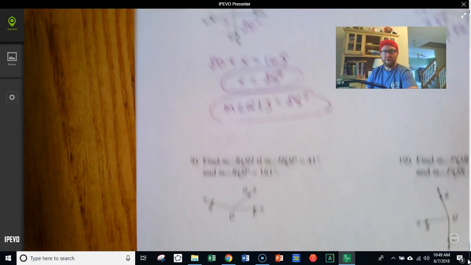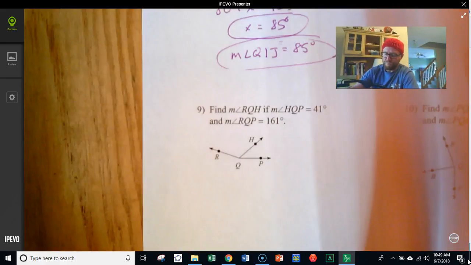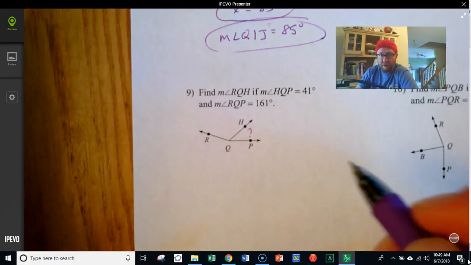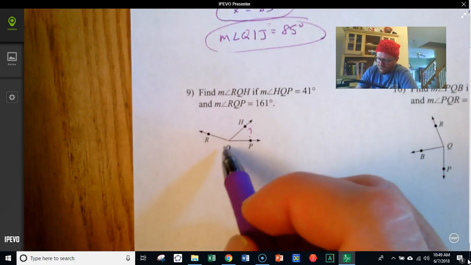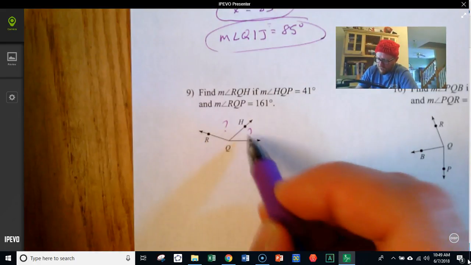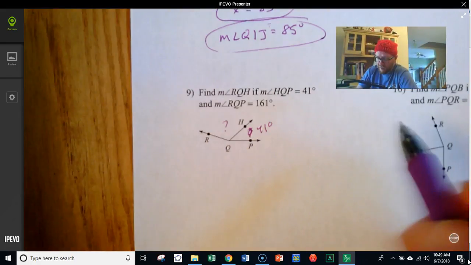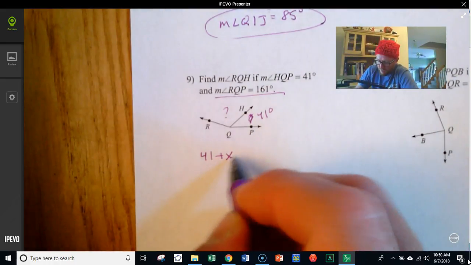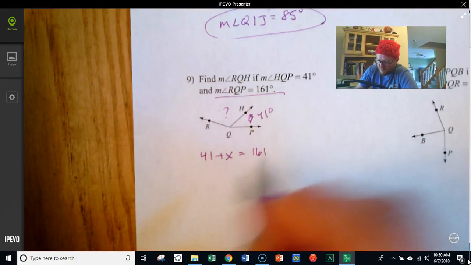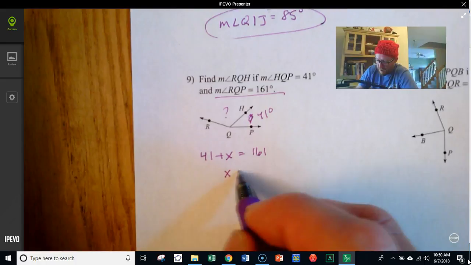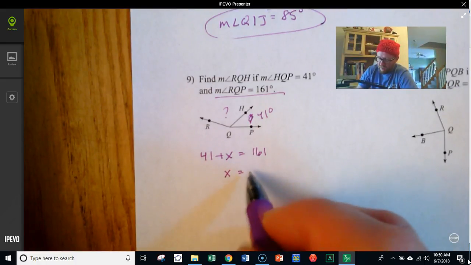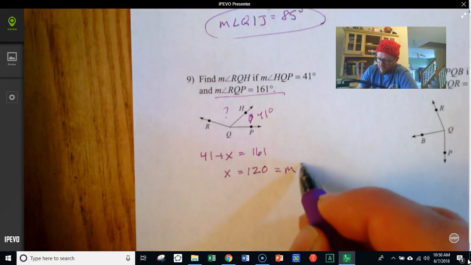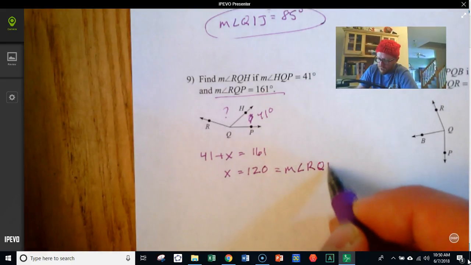Okay. All right. Down here, we've got our RQH. We're supposed to find that one. That's our unknown. HQP is 41 degrees, and the big angle is 161. So 41 plus our unknown will equal 161. Take away 41 from each side, and our unknown is 120, which equals the measure of angle RQH.